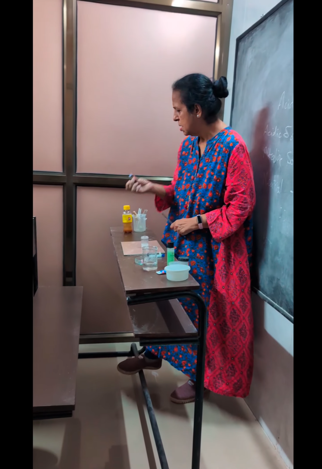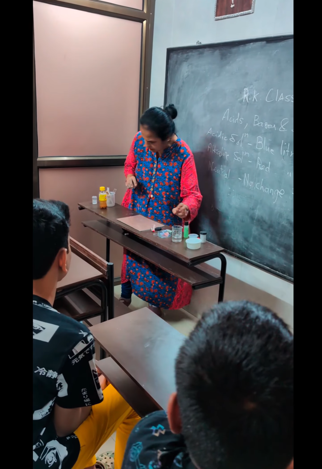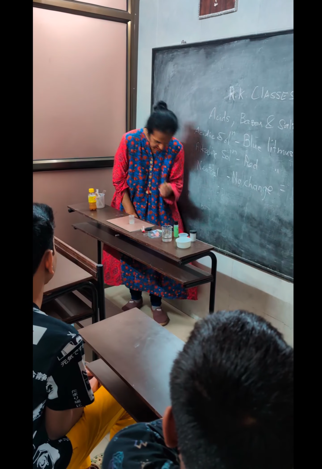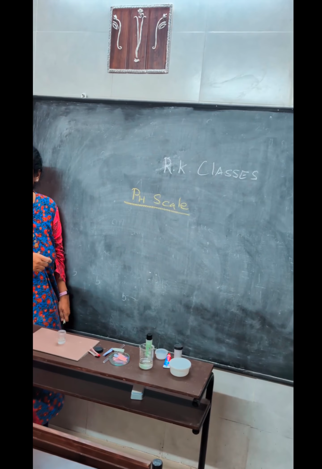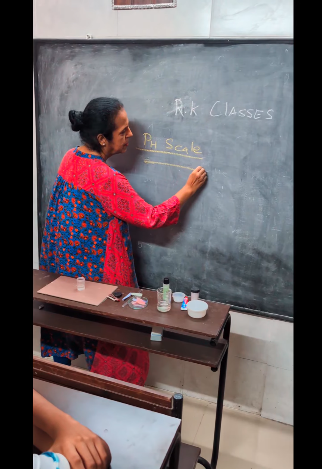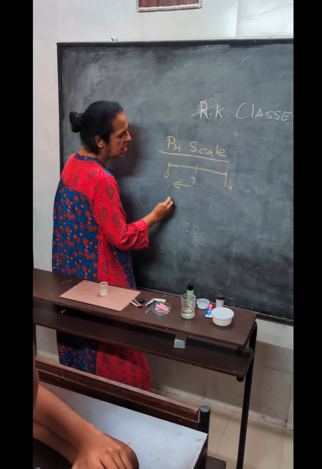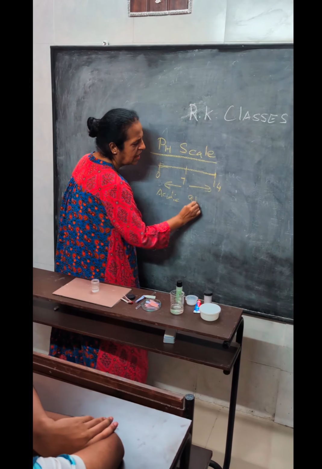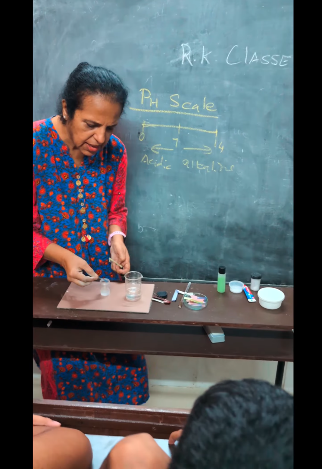If I use the same solution, and now I am using baking soda instead of water, you come to know from the litmus paper. pH is a scale from 0 to 14. This side is acidic and this side is alkaline or basic.